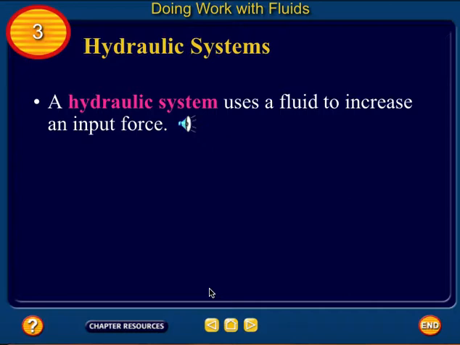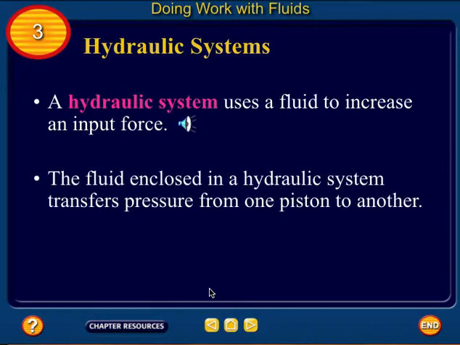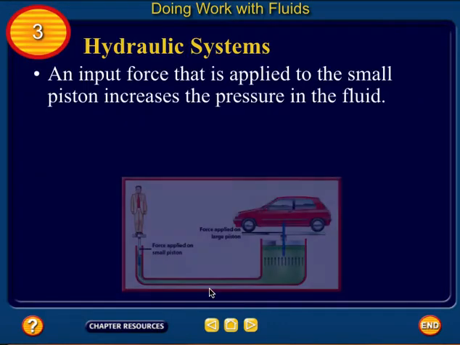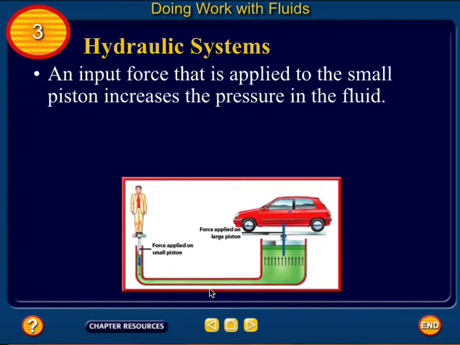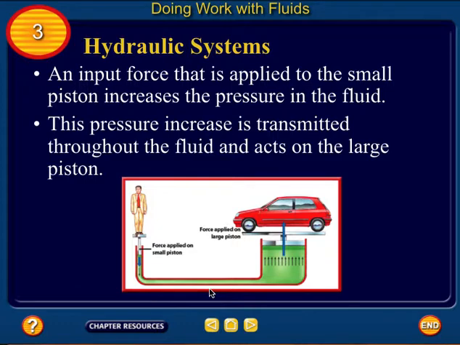Hydraulic systems use fluid to increase an input force. The fluid enclosed in a hydraulic system transfers pressure from one piston to another. An input force that is applied to a small piston increases the pressure in the fluid. This pressure increase is transmitted throughout the fluid and acts on the large piston. Here's an example of a hydraulic system. Some people have hydraulic systems in their vehicle and can cause it to raise up and down because of the electronic controls to lift and to not lift, pushing up and down on a piston.